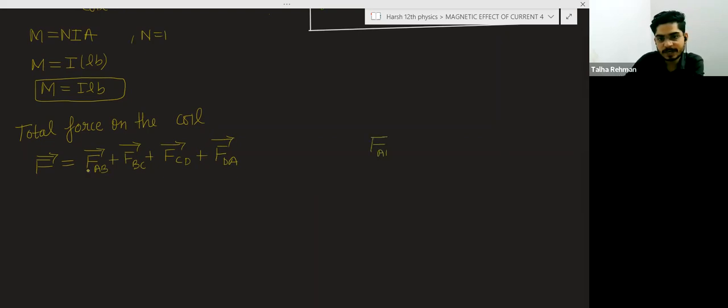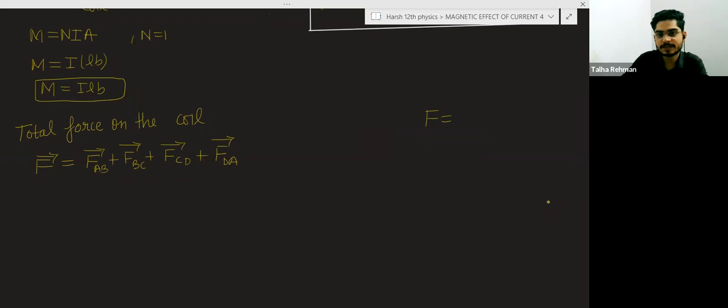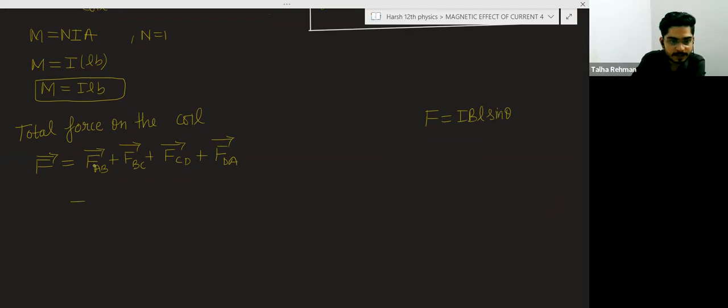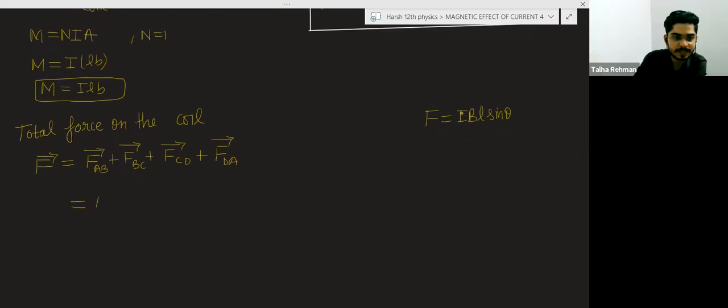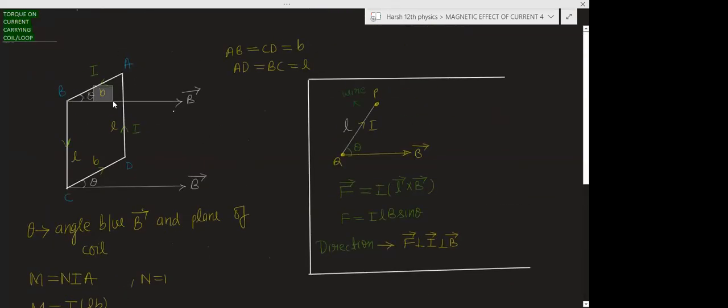So FAB in the scalar form is written by current into length of the portion AB and sine theta. Okay, so you will use this formula. Force on a current carrying wire is given by I L B sine theta. Accordingly we will put the values here. For the AB wire, you will take the current in the AB wire, that is I. Magnetic field in which the AB wire is placed is B. What is the length of the AB wire? This AB wire has the length of small b.